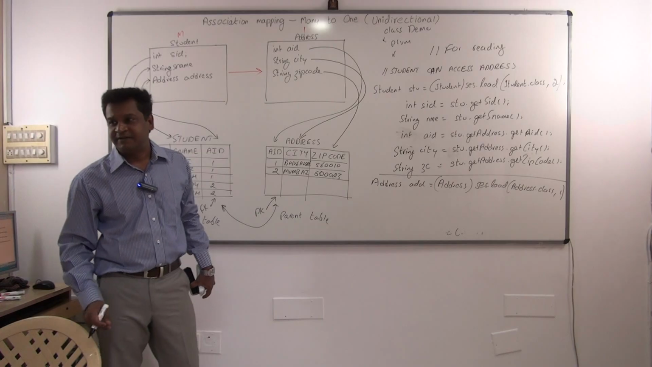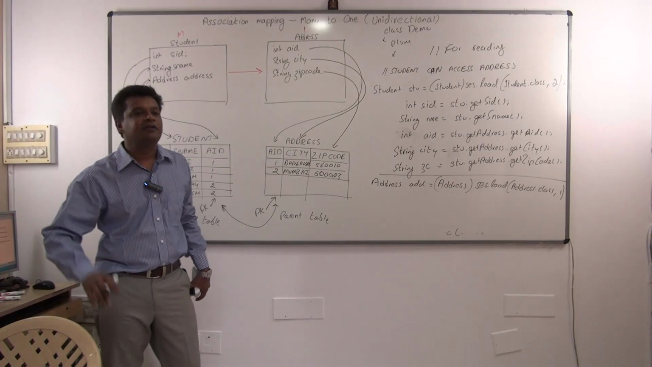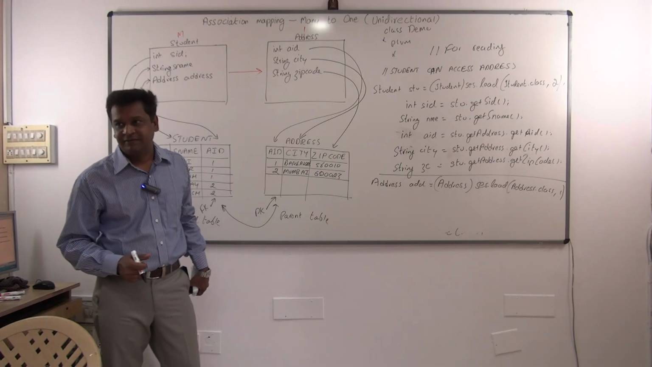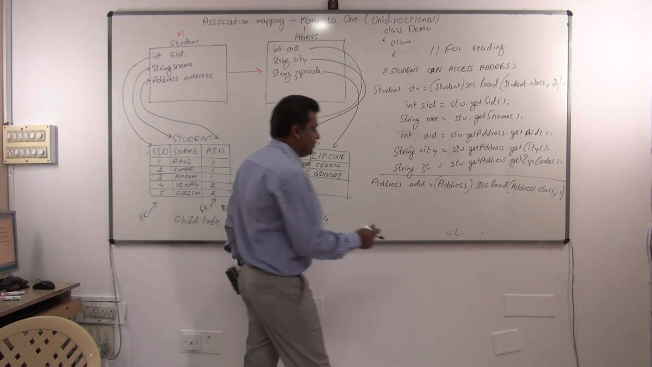How will you get all the students? You cannot get any student information. So that is why we call this what? Unidirection. Understood? So that is why it is unidirection.